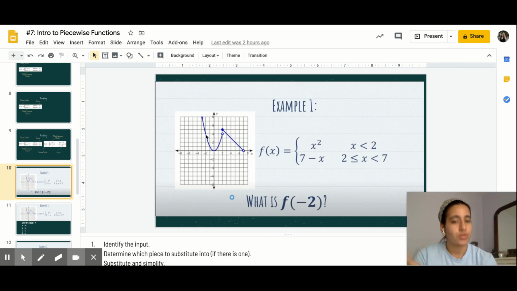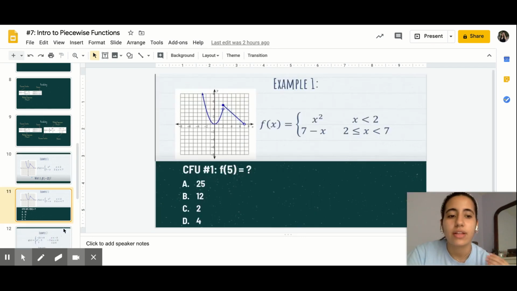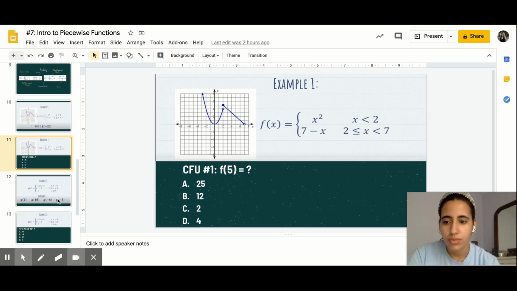That's it. You can also do this algebraically by looking at the domain and seeing, okay, -2 is less than 2. And so I'm going to substitute it into this top piece right here because it satisfies this domain. So -2 squared is 4. So that's a way to check your work, or just another way to solve that same problem. Go ahead and answer this question on your own.